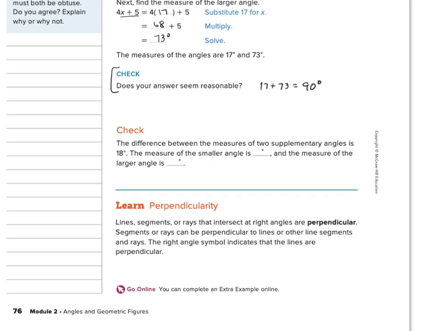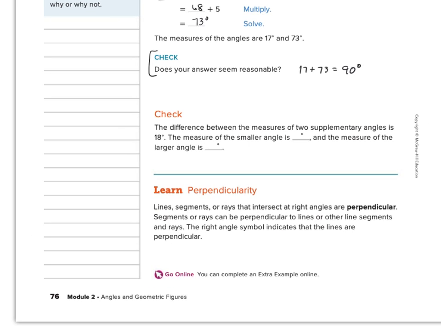Now, looking at this check, usually just trying to come up with the equations is the hard part. But this says the difference between the measures of two supplementary angles is 18 degrees. Let's see the difference. If I take angle 1 minus angle 2, the difference is 18 degrees. I don't know what each one of those angles are, but I do know the difference is subtraction. And then the measure of the smaller angle is blank, and the measure of the larger angle is blank. Well, I do know that they're supplementary. So I know that angle 1 plus angle 2 should equal 180 degrees. Now I just need to do some substitution.